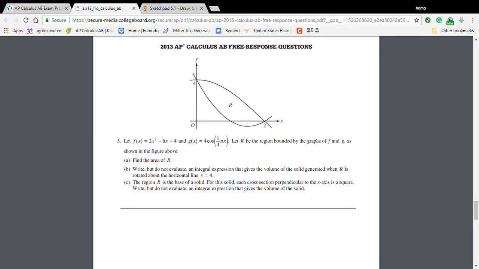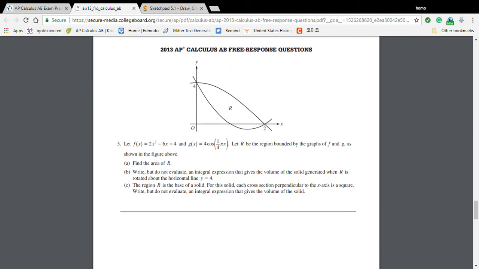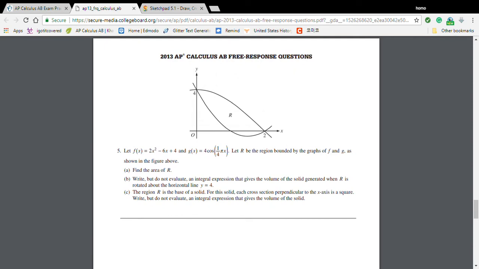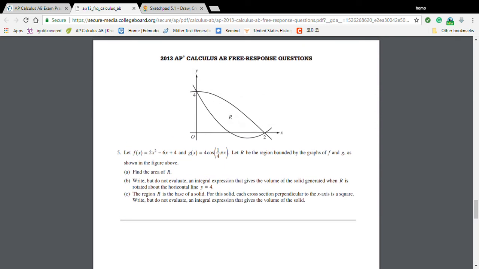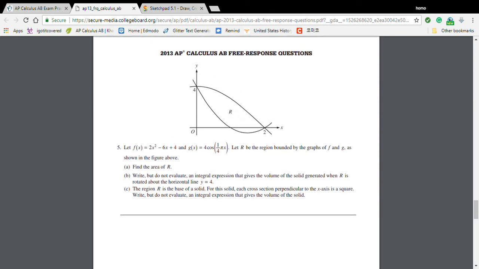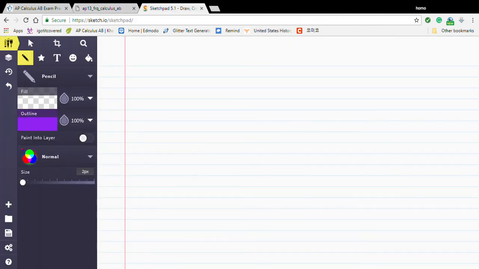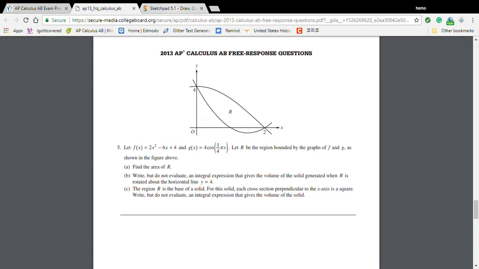As we look at the two equations, we see that f of x is a quadratic equation. That means the graph of this is going to be a parabola. So the bottom one is f of x, and the top one is g of x. So in order for us to find the area, we're going to take the interval from 0 to 2 because those are the two intersections.